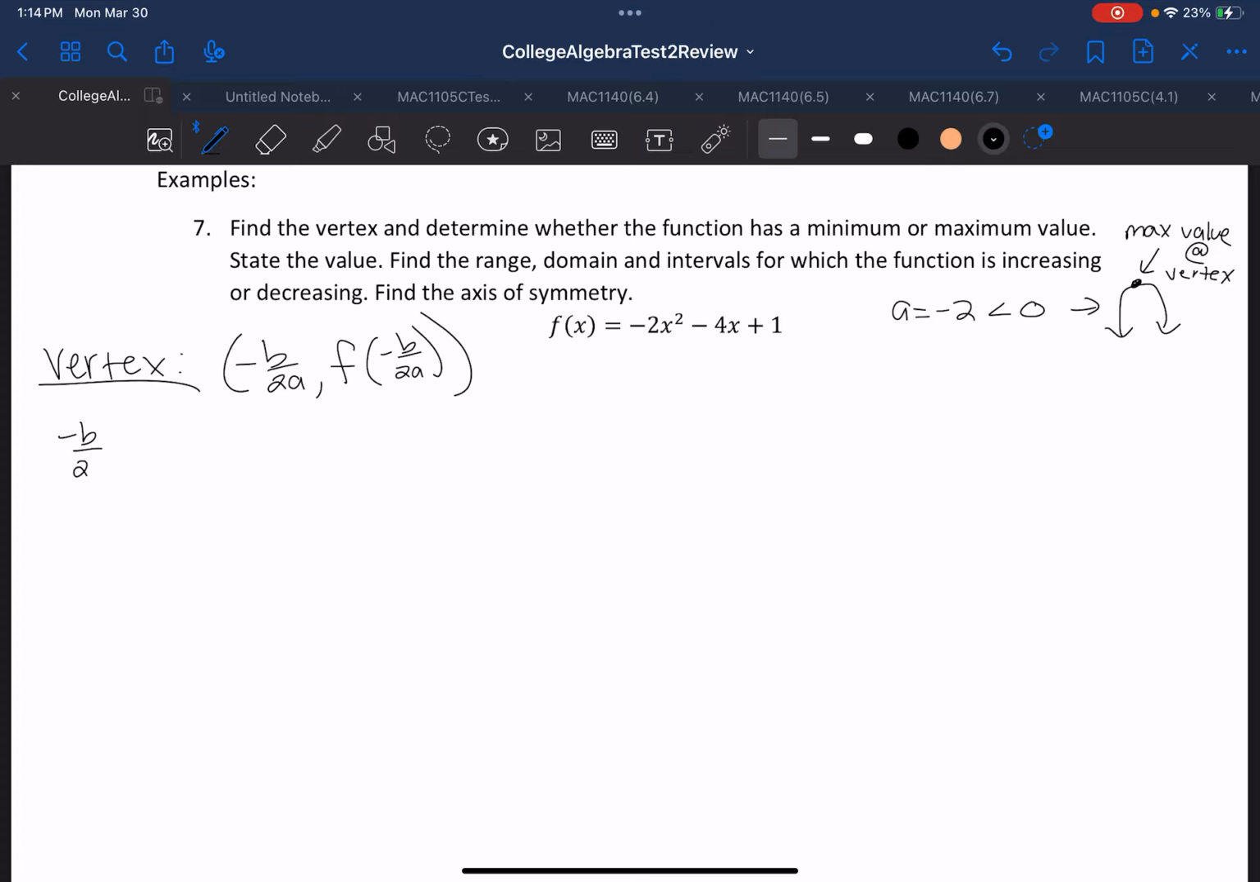So negative b over 2a is equal, b is negative 4. So this would be negative and then negative 4, so it's a double negative. And then 2 times a, which is negative 2. So the top becomes positive 4 and the bottom becomes negative 4. And this would be negative 1. So this is the x-coordinate of my vertex.